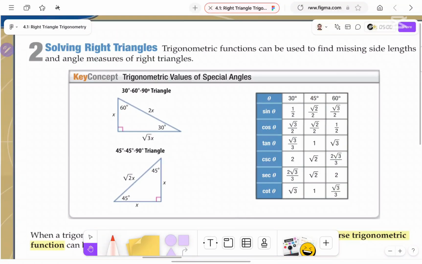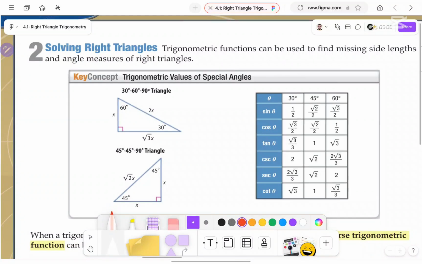Now let's go to solving right triangles. As I told you before, we need to memorize this table. Let's separate the table into 2 parts. The first one here is 30, 45, 60. We need to memorize 1 over 2, square root of 2 over 2, square root of 3 over 2, with the same thing for the cosine, as you can see here, and the same thing for the tangent. So we have to memorize this table together.